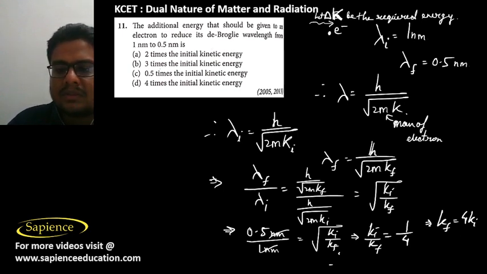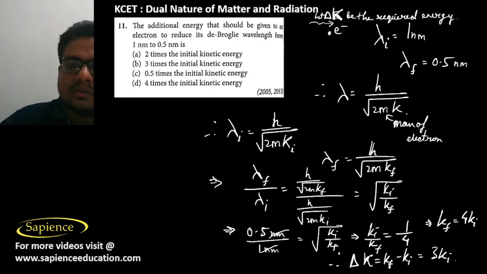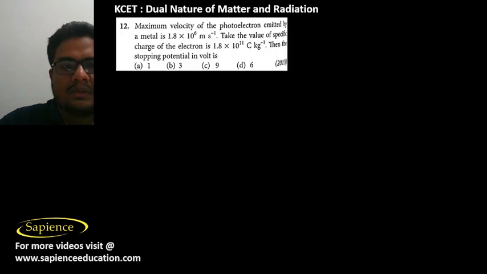So therefore the additional kinetic energy, delta K, will be equal to final kinetic energy minus initial kinetic energy, that is equal to 3 times the initial kinetic energy. So 3 times the initial kinetic energy should be supplied to the electron so as to reduce its de Broglie wavelength from 1 nanometer to 0.5 nanometer. So option B is the correct answer.